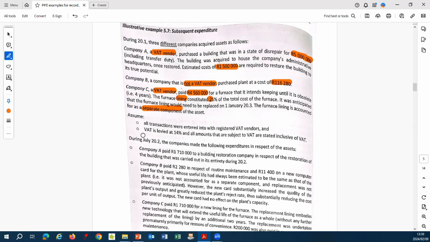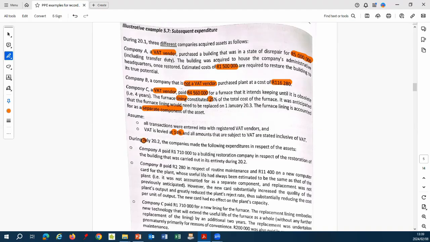Okay, there are some assumptions that have been given to you in terms of the transactions. All transactions were with registered VAT vendors. Our VAT in this case is 14%, and all the prices are stated inclusive of VAT. So what happened with regards to these three companies? They've each got different assets. The one is a building, the other is a plant, and the other is a furnace.